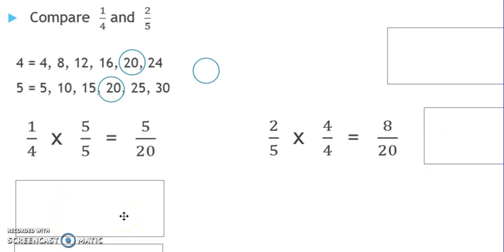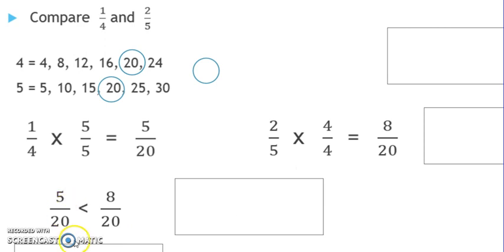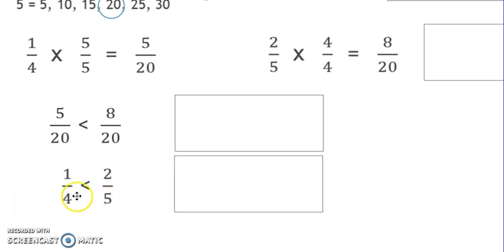Step 4 is comparing the numerators. So our two new fractions are 5/20 and 8/20, and 8 is larger than 5, so that means that 5/20 is going to be less than 8/20. And then, since 5/20 and 1/4 are equivalent, and 8/20 and 2/5 are equivalent, we can rewrite this as 1/4 is less than 2/5.